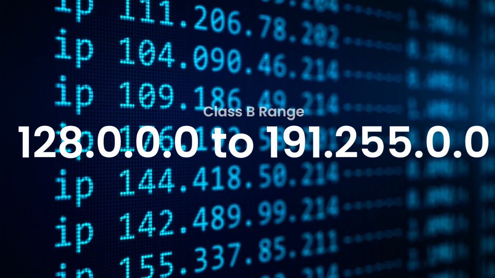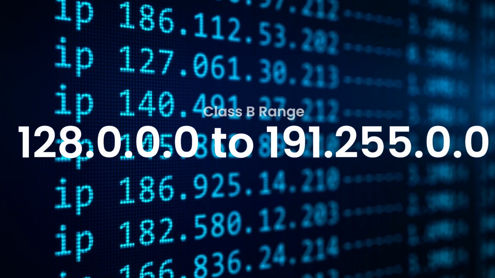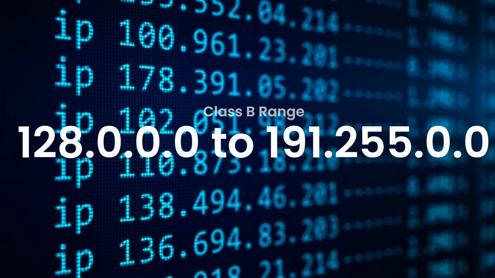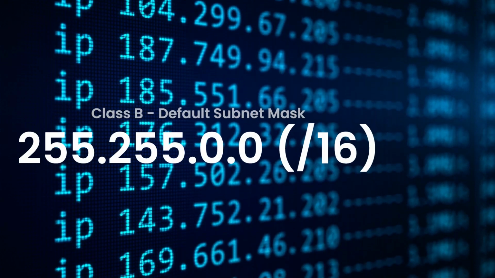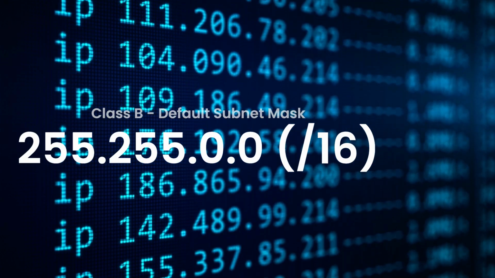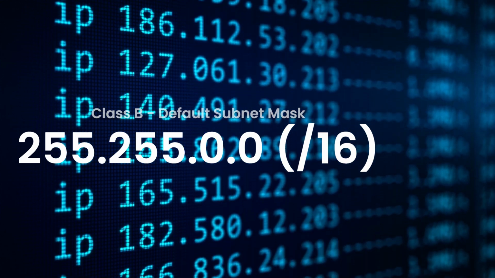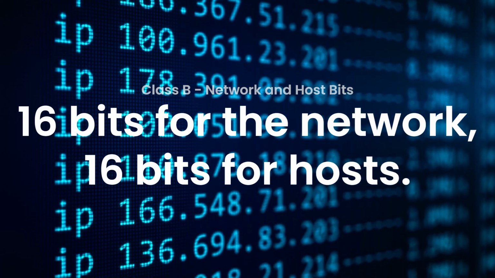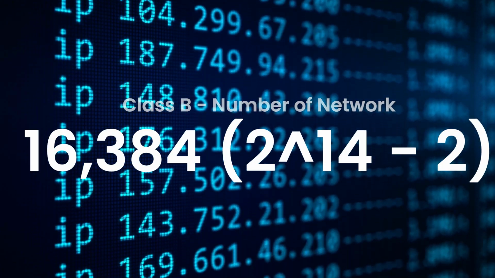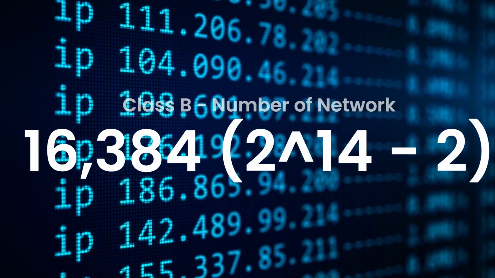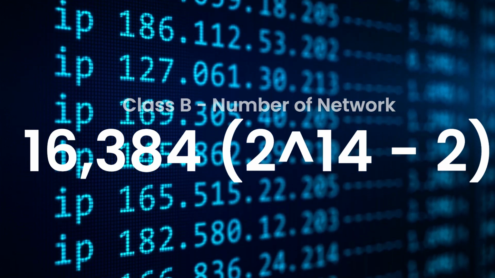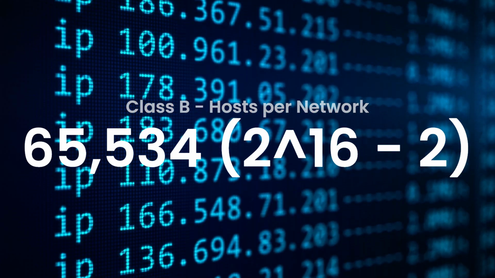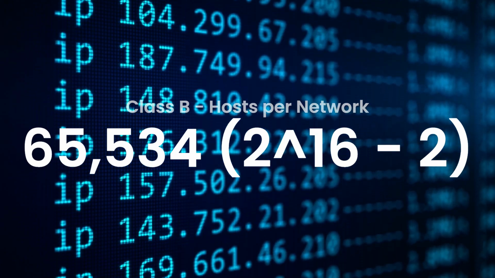Next, we have IPv4 Class B subnet with a range of 128.0.0.0 to 191.255.0.0. With a default subnet mask, 255.255.0.0/16. Network and host bits are 16 bits for the network and 16 bits for hosts. The number of networks, 16,384, 2 to the power of 14-2. With hosts per network, 65,534, 2 to the power of 16-2.